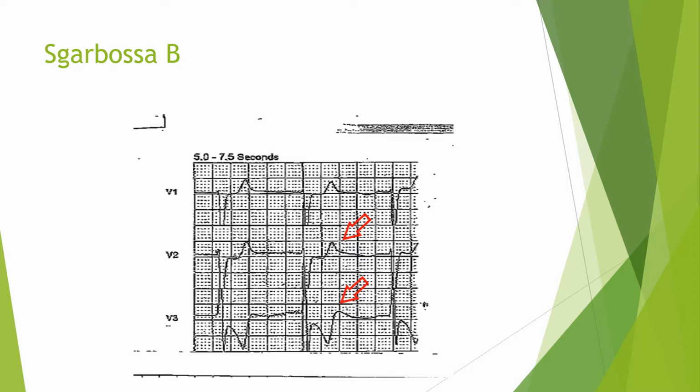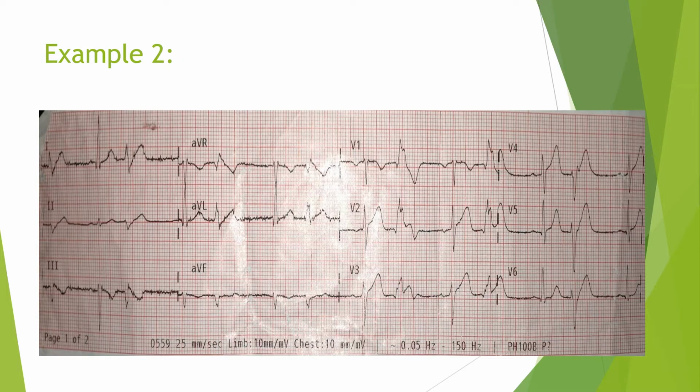This would be Sgarbossa B criteria, because we have ST depression in one of the three leads of V1, V2, and V3. And again, though, if you apply that rule that I had said, the ST segment should never move away from the isoelectric line in the direction of the QRS, and it is doing so. Let's look at another example.